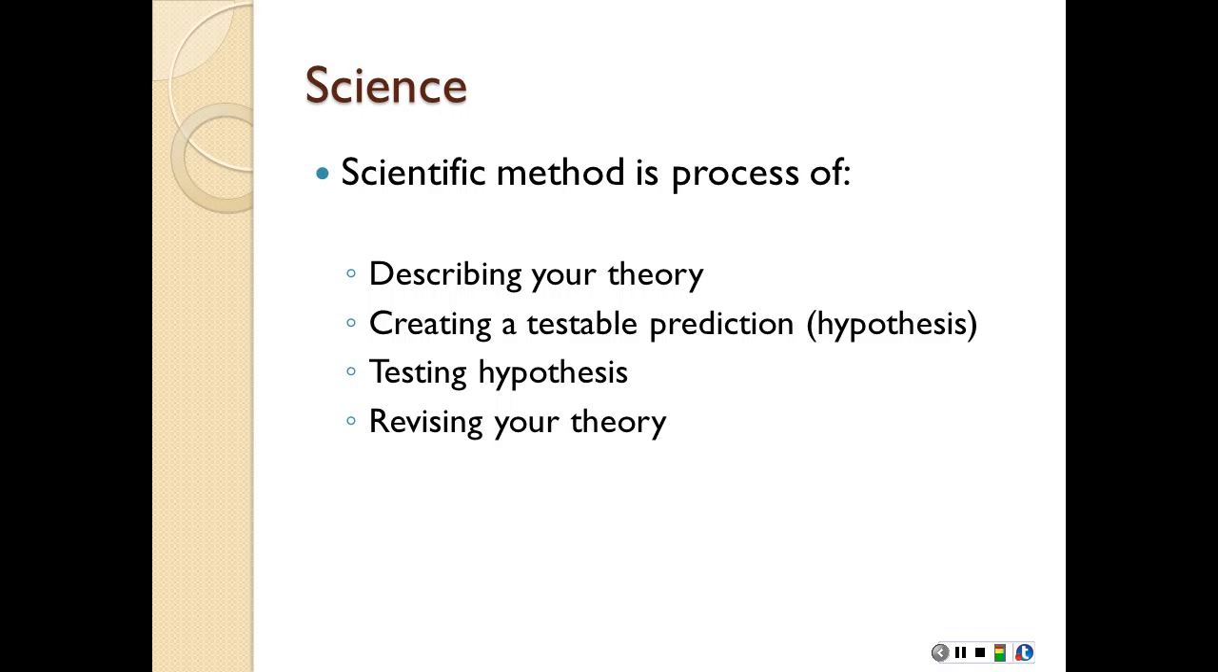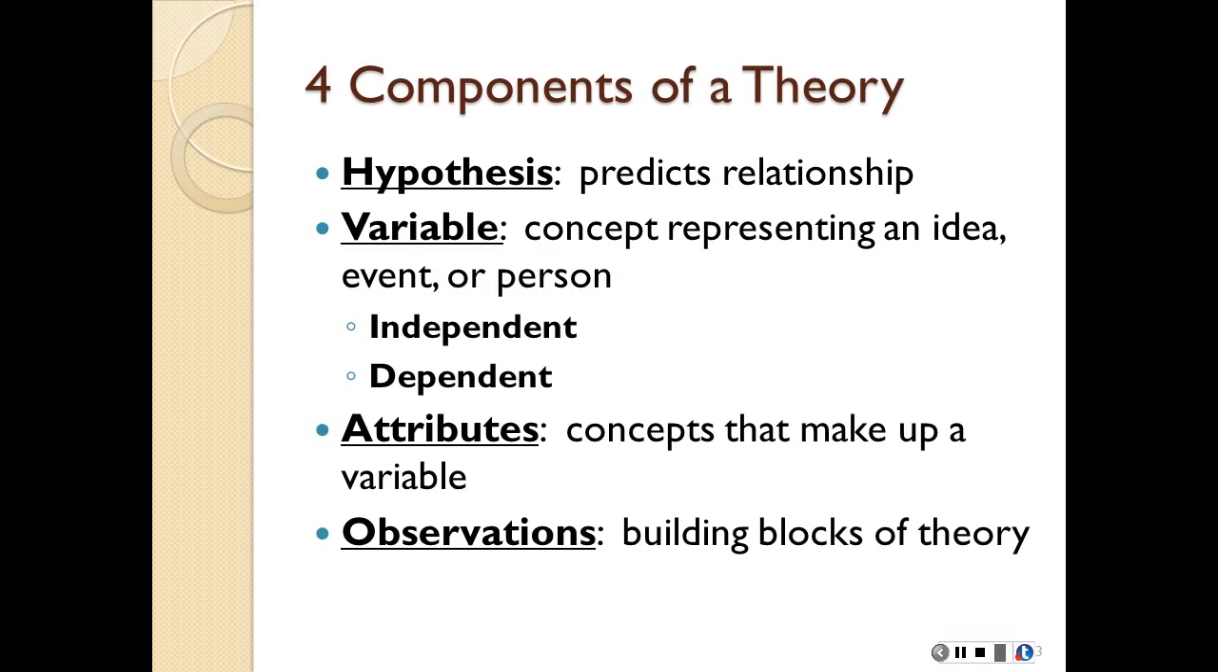Alright, so let's talk about a theory. A theory is made up of 4 things. The first is your hypothesis, which is predicting a relationship. A hypothesis predicts something that ought to be observed in the real world if your theory is true. So if what you hold as true really is true, you can make a hypothetical statement.